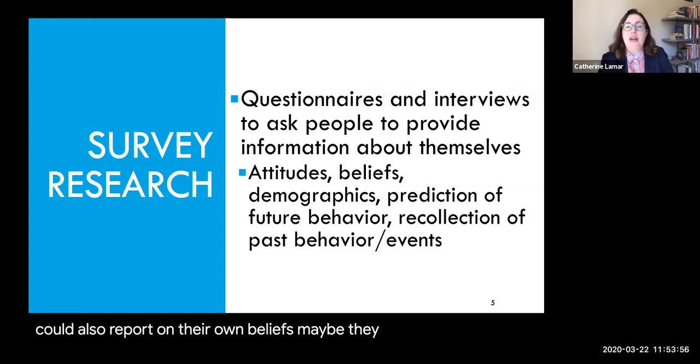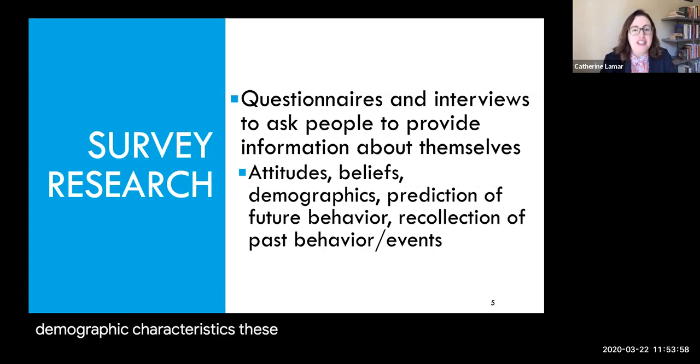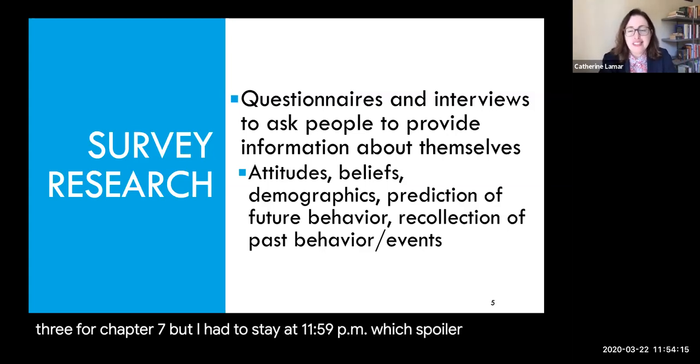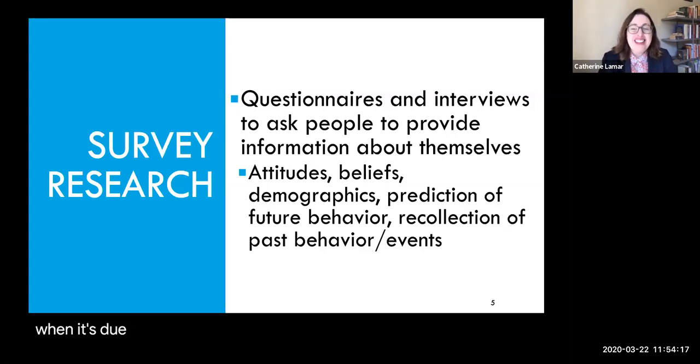Maybe they report on their demographic characteristics. These are things like ethnicity or age or gender, stuff like that. They could also predict a future behavior that they engage in, like what is the likelihood that you will complete reflection 3 for chapter 7 by Tuesday at 11:59 p.m., which, spoiler alert, is when it's due. Maybe I could ask a question of you that would ask you to predict that future behavior.